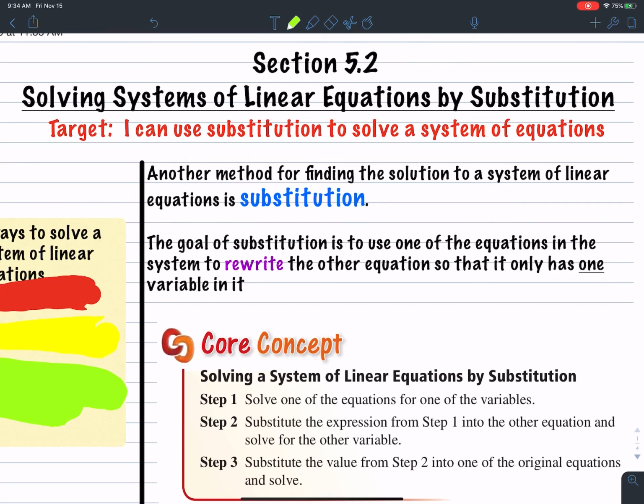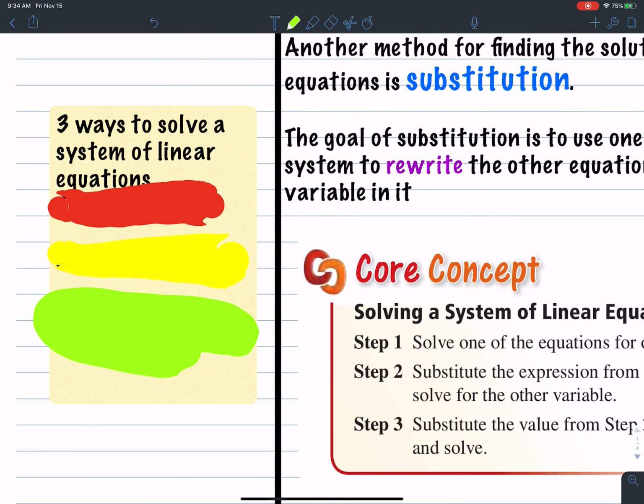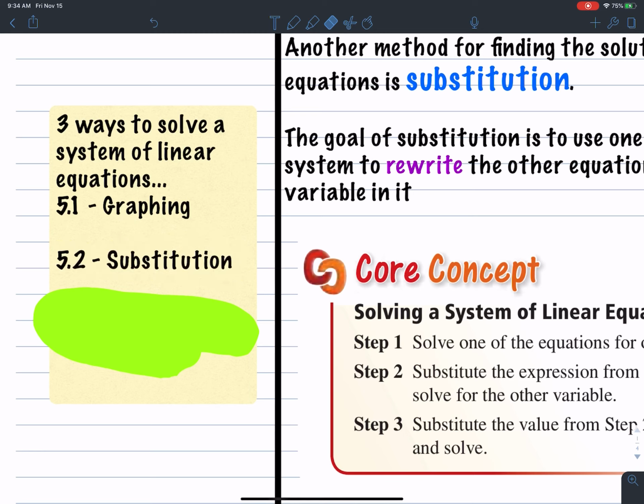So today's notes, we're going to cover section 5.2 in our textbook, which is solving systems of linear equations using the method of substitution. Before we jump into our notes, I just want to remind us, Chapter 5 is going to cover 3 ways to solve a system of linear equations. In Section 5.1, we covered graphing, so that's one method we already know.